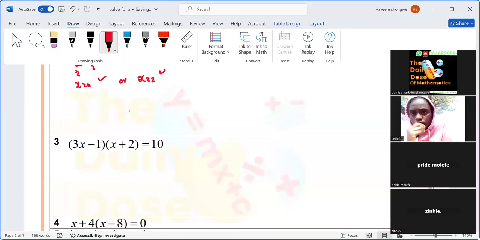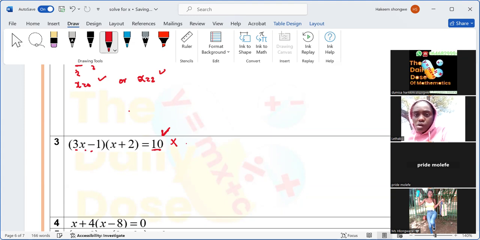Apply the zero factor rule. Is this side zero? Yes. Let's look at this here. Is this side zero here? No, it's not zero. So we can't say 3x minus 1 is equal to 10. It means the zero factor rule does not apply.